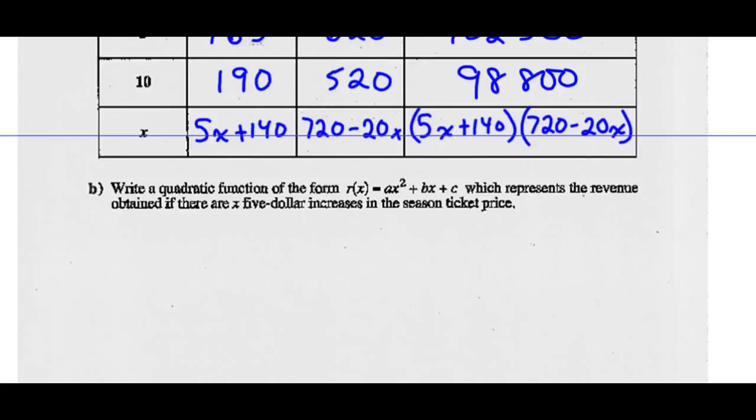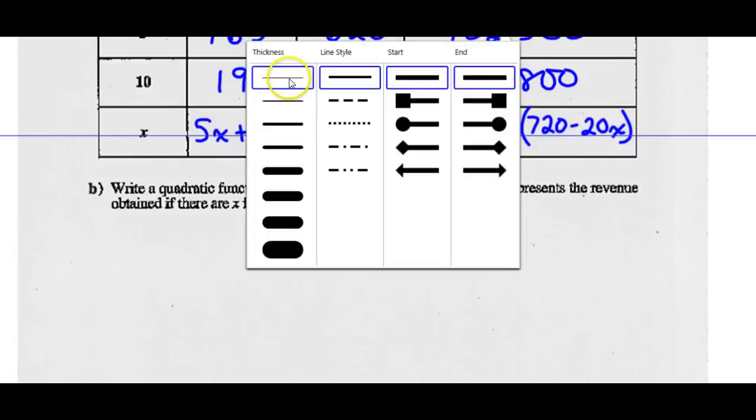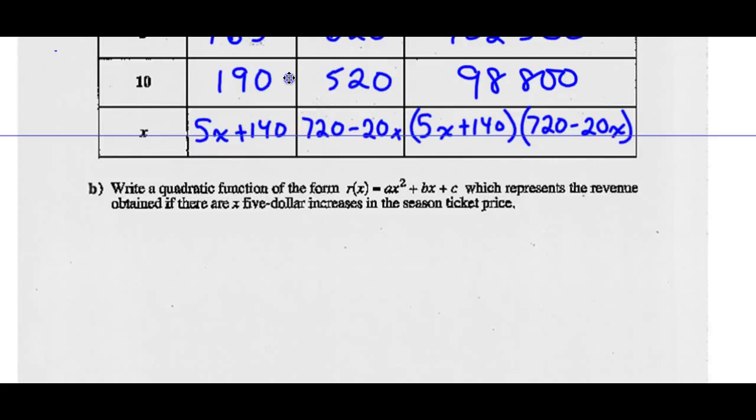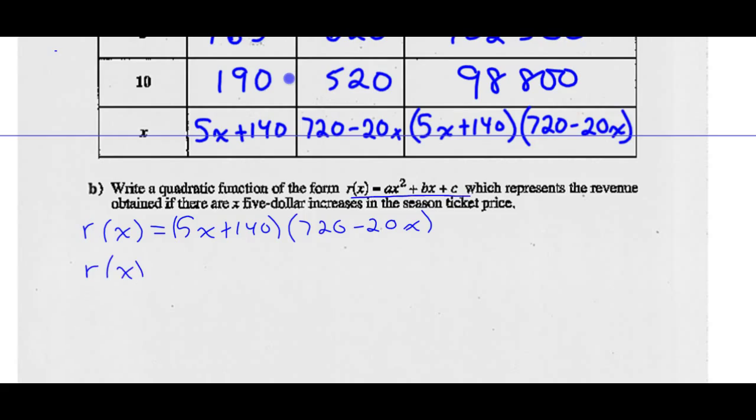Part B says, write a quadratic function in the form R of x equals ax squared plus bx plus c, which represents the revenue obtained if there are x $5 increases in the season ticket price. Well, that's that last row we've written. So revenue in terms of x would equal, I just want to expand out this bracket, right? 5x plus 140 multiplied by 720 minus 20x. They want it in this form, so I want to expand out the bracket and collect like terms.